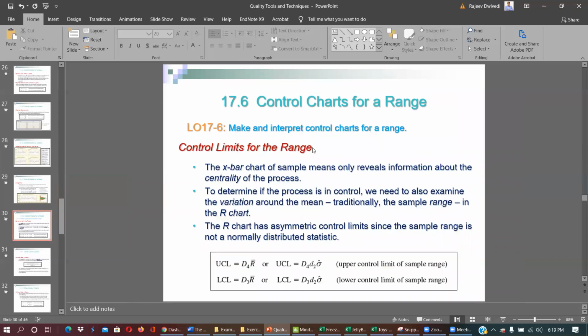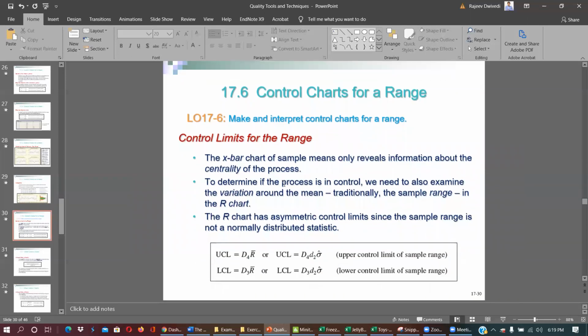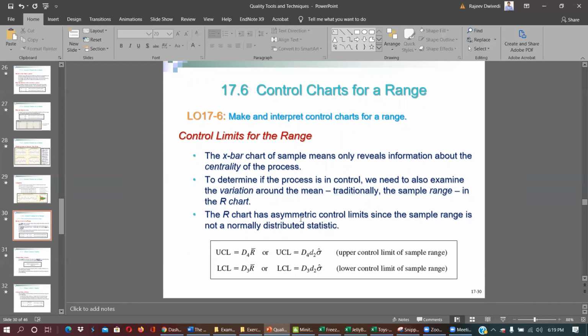So we just checked the control limits for mean. Now control limits for range, upper control limit, lower control limit. So this is D4, D3, and R means range. Or you can do this in this way. Actually we get all these numbers in our other control charts.